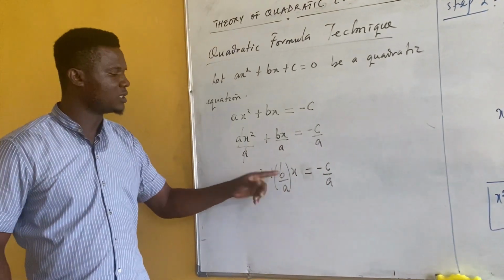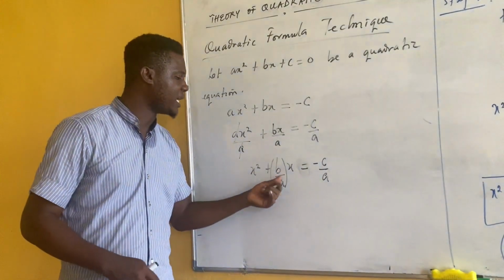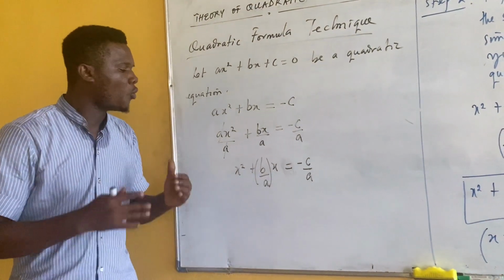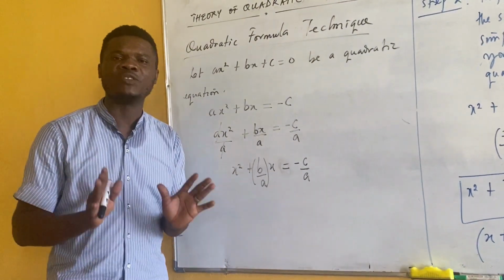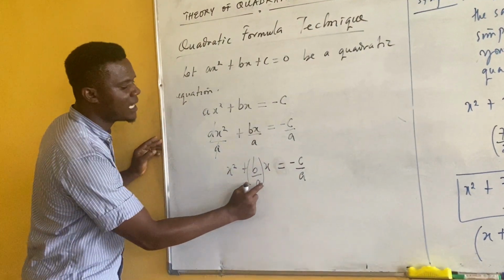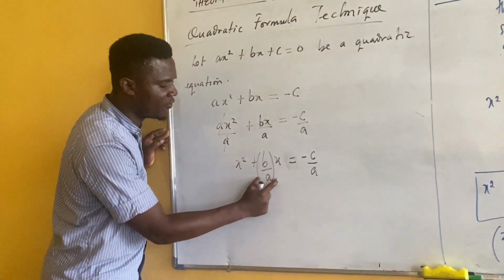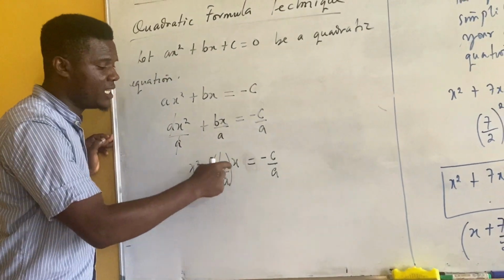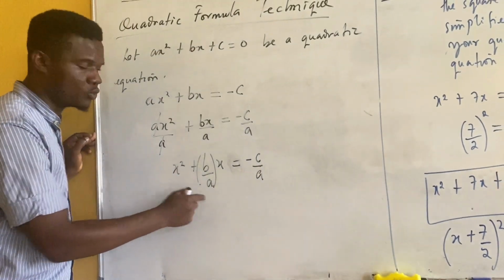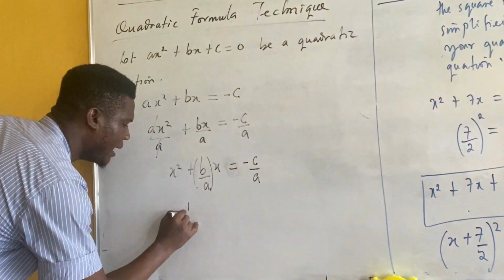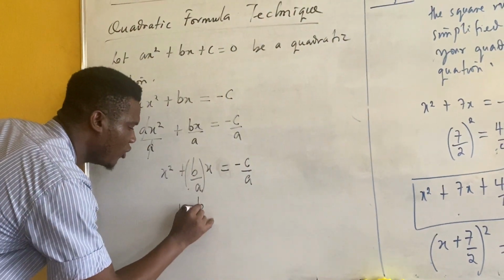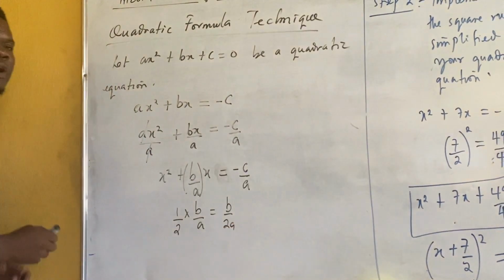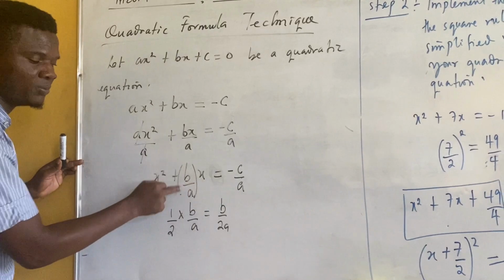So what does the completing the square rule say again? It says that to make an incomplete quadratic expression complete, one must add the square of half the coefficient of x. You will notice that the coefficient of x is b over a, so half the coefficient of x is b over a times 1 over 2. So half times b over a gives us b over 2a. This is half the coefficient of x, because the coefficient of x is b over a.